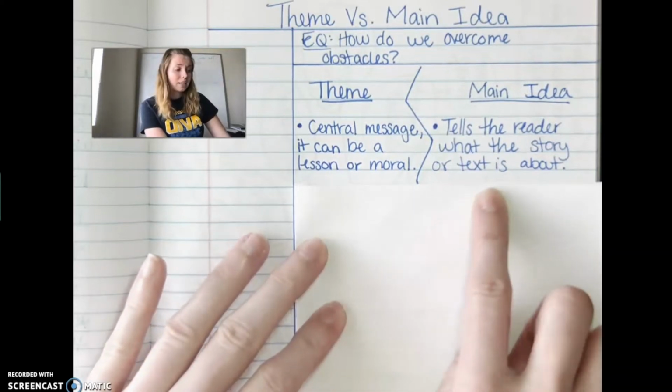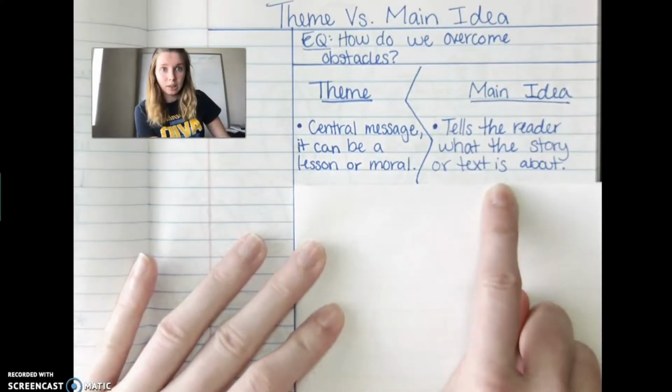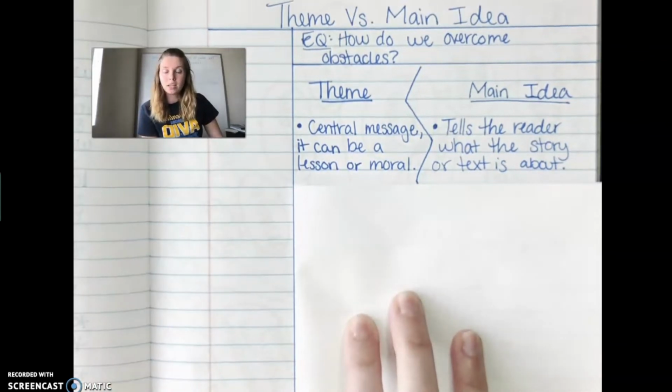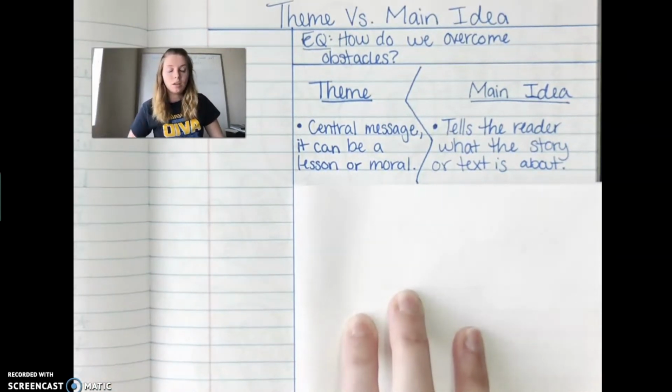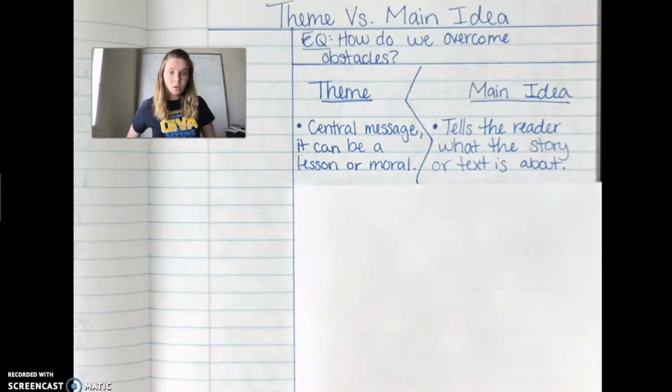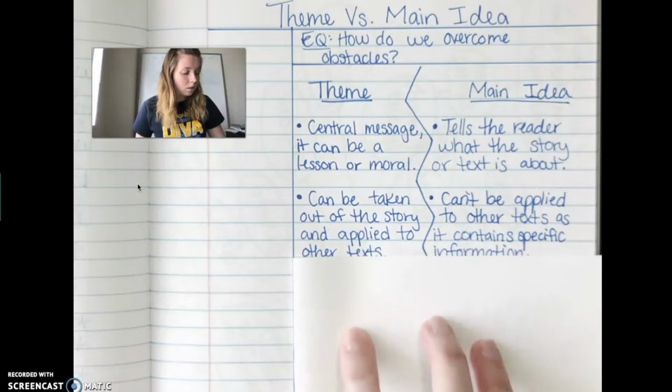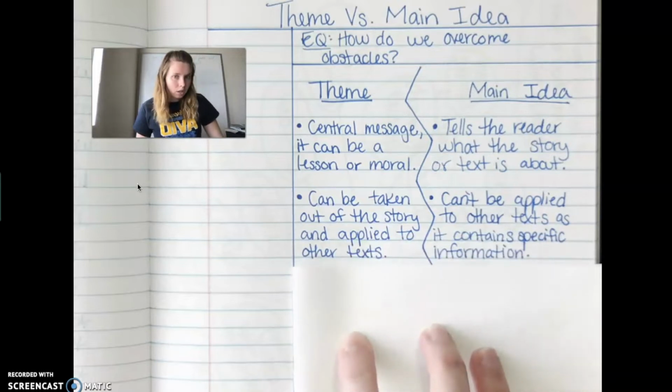A main idea sometimes is stated right directly in the text, and a theme usually isn't really stated in the text, and it's in between the lines. Right, so this part of the notes is literally telling us what a theme or a main idea is. The next part of our notes is going to be about how they work.